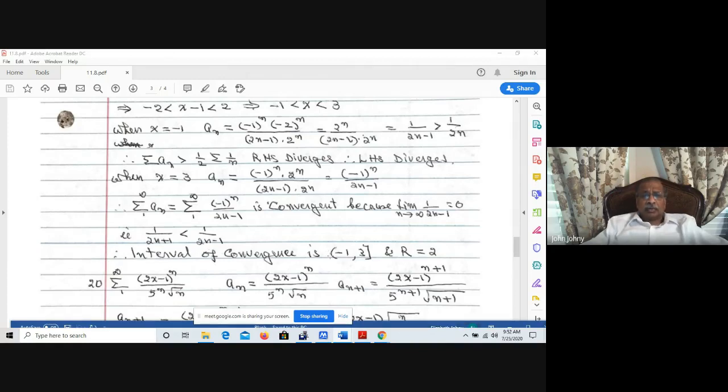Therefore, the interval of convergence is negative 1 to 3, including 3 and excluding negative 1. The radius of convergence is 2.